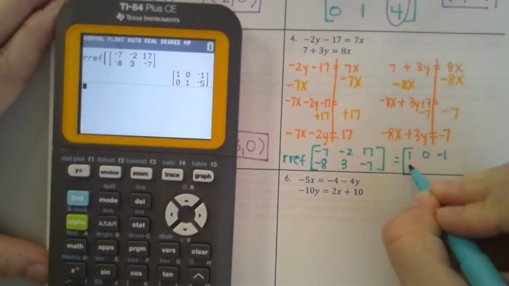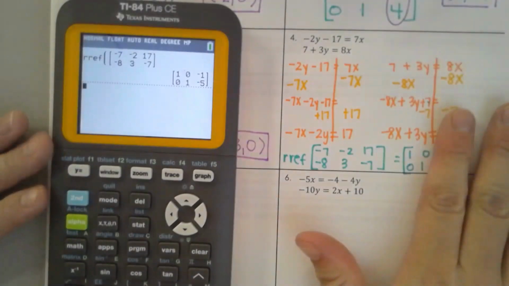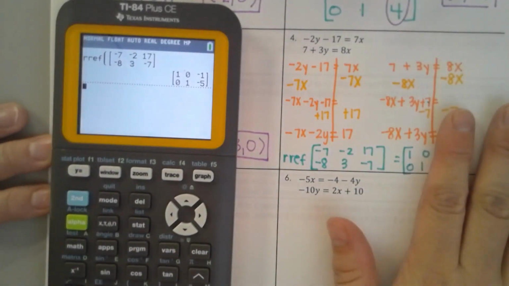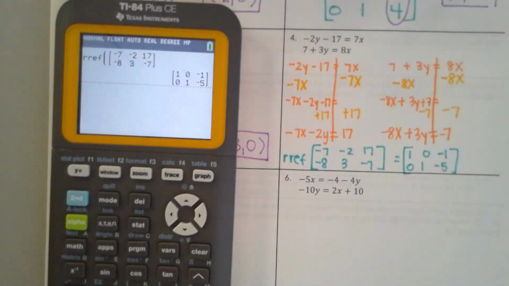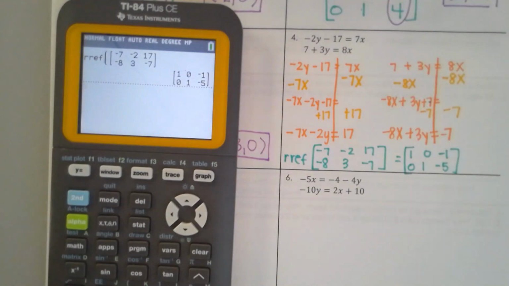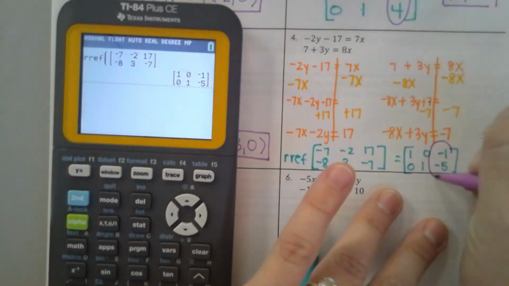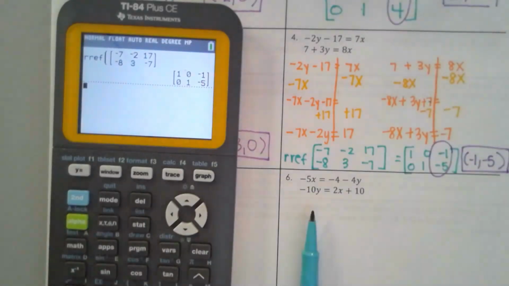I thought identity matrix was just 1 to 0. Well, this is the identity matrix. But when we do RREF, it has the identity matrix plus a little something else. So this whole thing technically is not the identity matrix, but just this part is. So my solution is -1, -5.